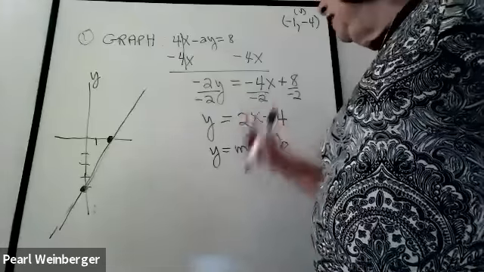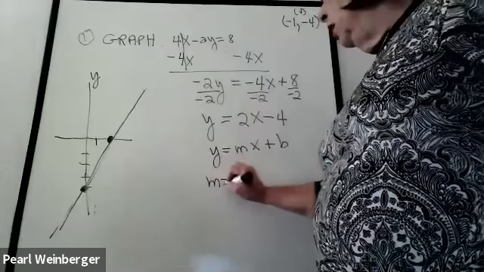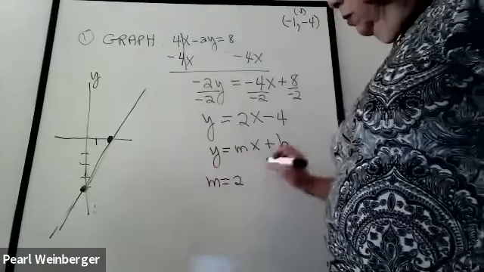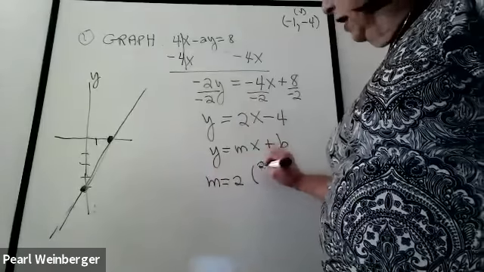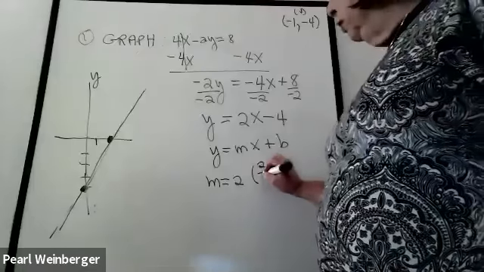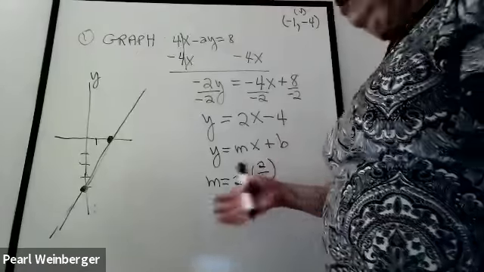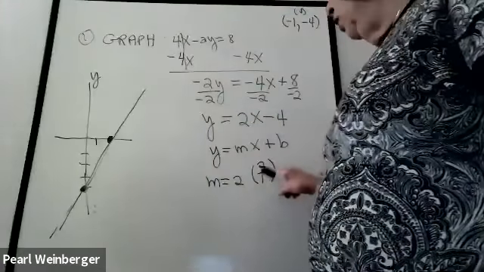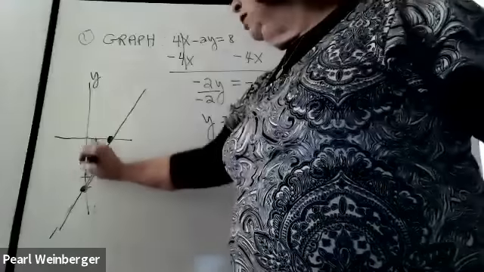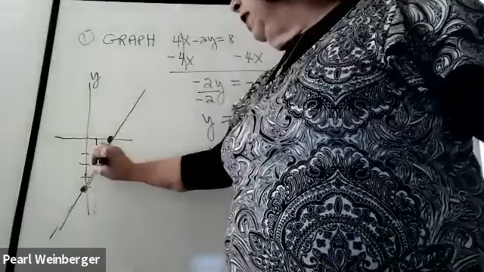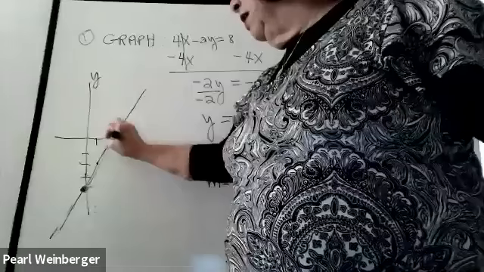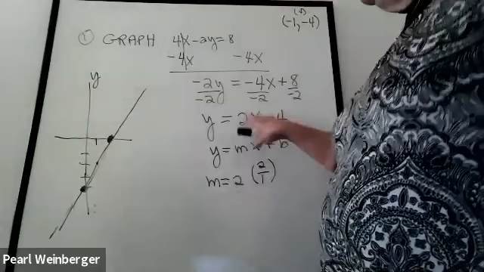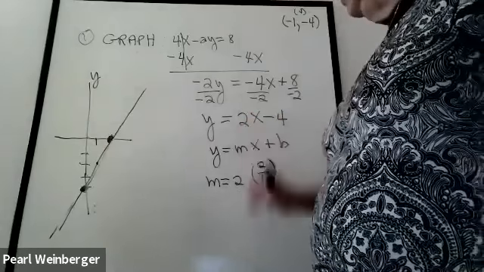If I compare it, the number in front of the x is the m. The coefficient of the x is 2. The slope is 2. Now, usually we write the slope as a fraction, so any whole number would be 2 over 1. Because if we want to do it as rise over run, it would be rise 2, run 1. Notice if I rise 2, run 1, I get over here, and if I rise 2 and run 1, I get over here. So that is the slope. The slope we get by looking at the coefficient of the x.